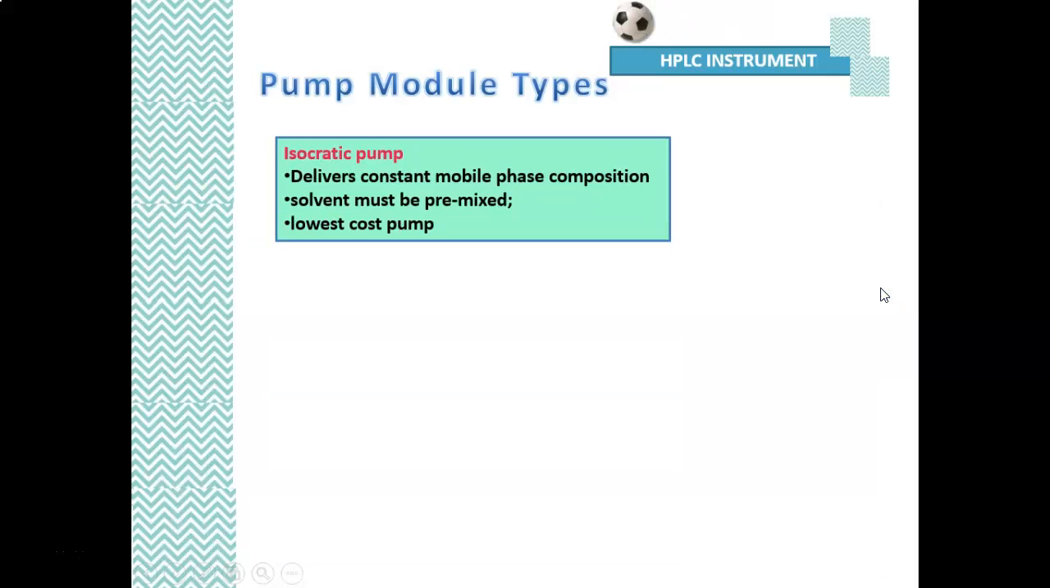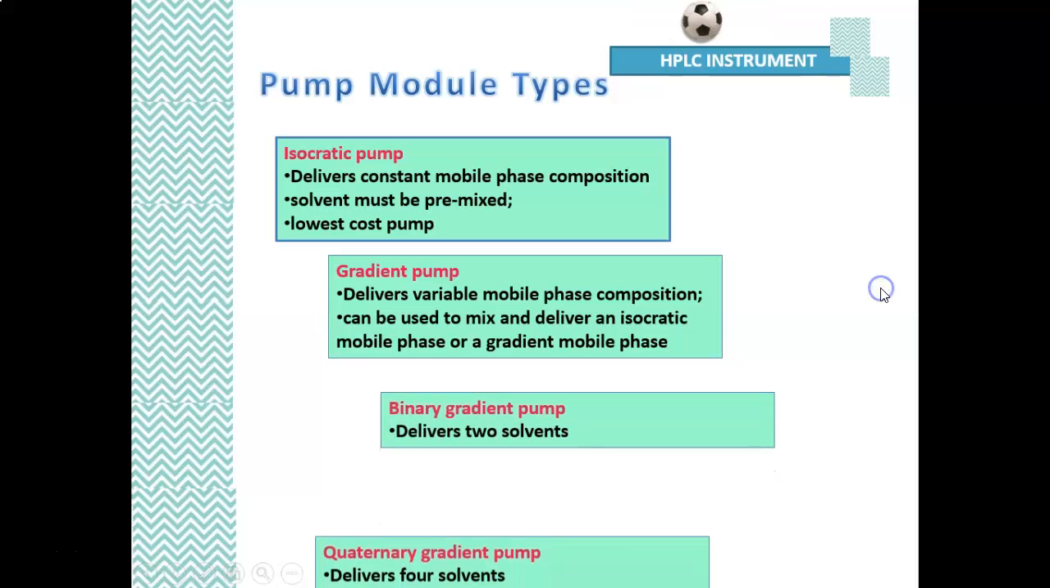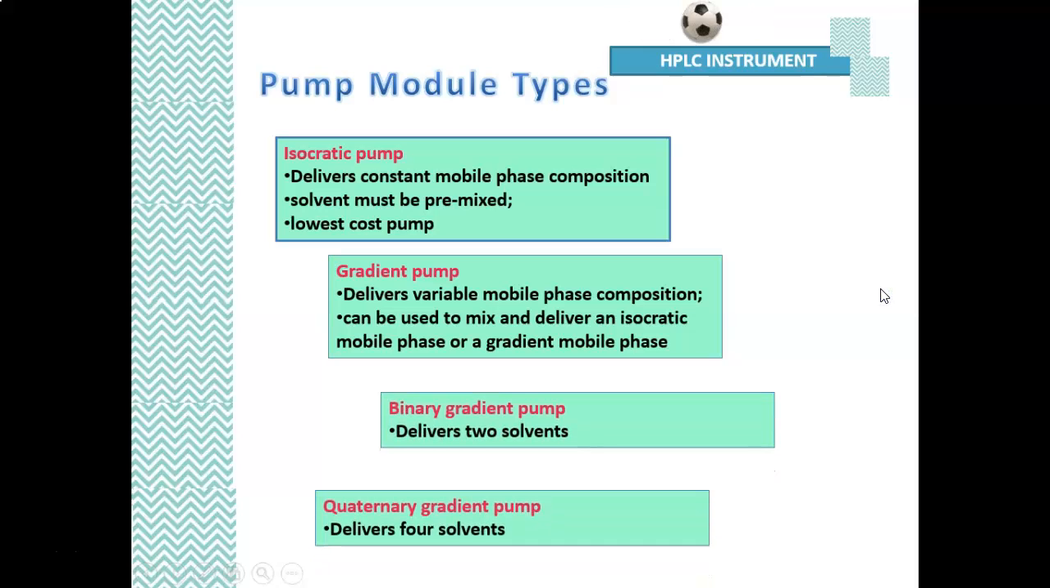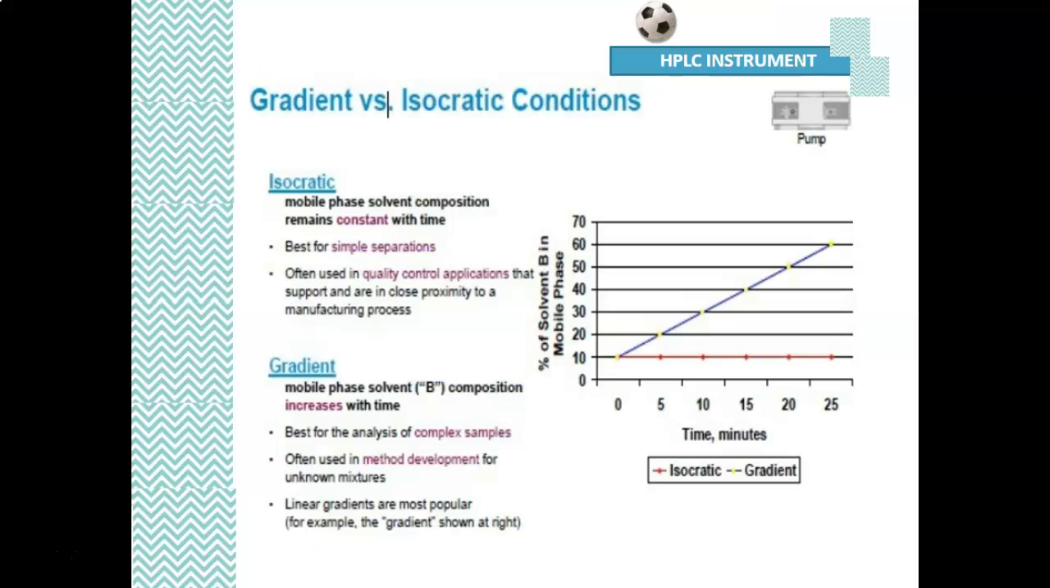Okay, for pump model type, we have isocratic, gradient, binary, and quaternary. For isocratic pump, it delivers constant mobile phase composition and the solvent must be premixed, and it is the lowest cost pump. For gradient pump, it delivers variable mobile phase composition, can be used to mix and deliver an isocratic mobile phase or a gradient mobile phase. For binary gradient pump, it delivers 2 solvents, and for quaternary gradient pump, it delivers 4 solvents.